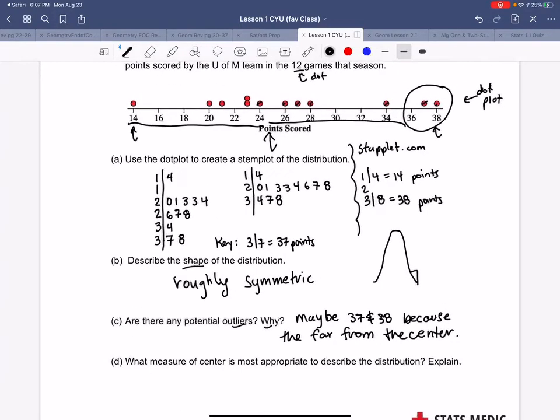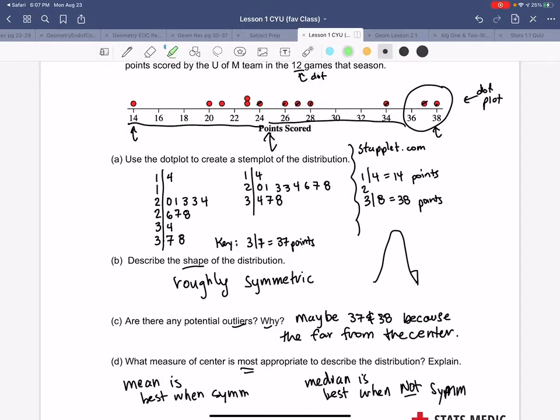Okay, so what measure of center is most appropriate? I'm not sure. I think in one class we talked about this, another one we didn't. The mean is best when it's symmetrical. The median is best when it's not symmetrical. So in this instance, since it is roughly symmetrical, I'm going to say mean is best, right?